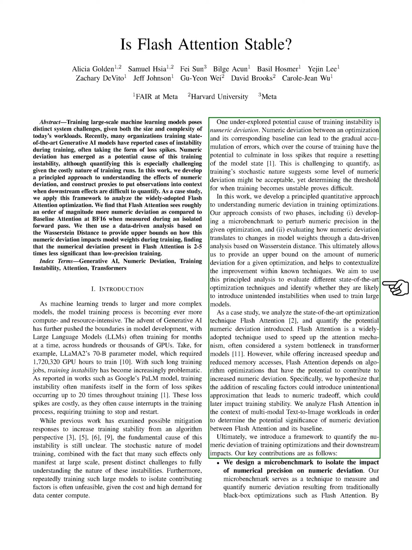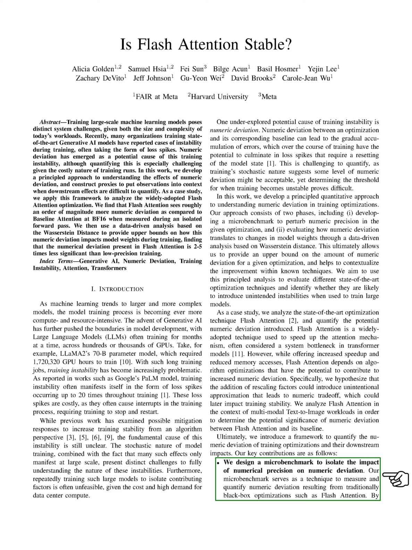By analyzing flash attention in the context of multimodal text-to-image tasks, we aim to determine the significance of numeric deviation compared to the baseline attention technique. Our framework allows us to quantify the impact of numeric deviation resulting from training optimizations and its downstream effects.